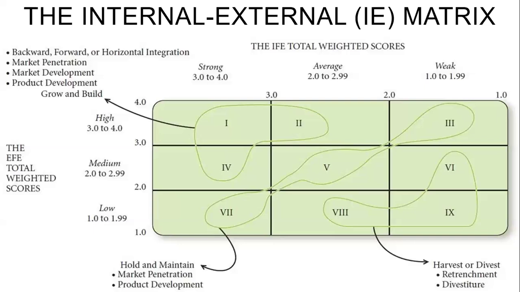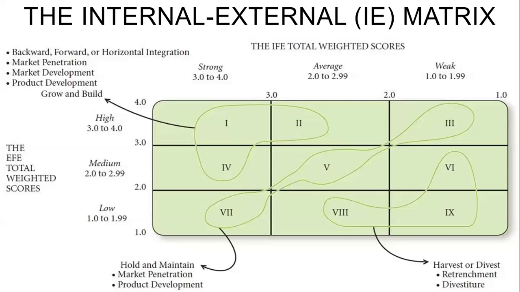Then when the scores of the evaluatory matrix tend to be low, then we are pursuing the harvest or divest region. And within that region are the VI, VII, and the IX. And some of the options available here include the retrenchment strategy and the divestiture strategy.